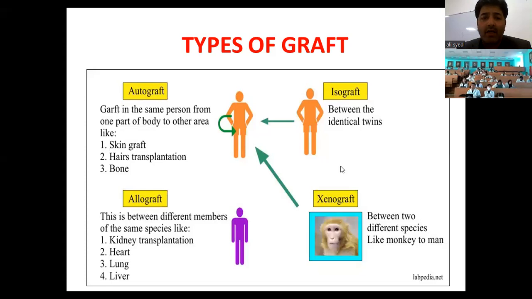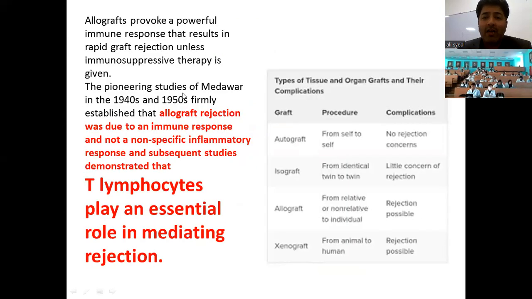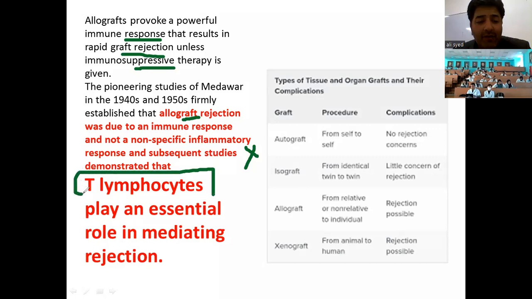Now coming to the next slide. If this slide is clear, okay, now see this slide. What are the allograft points you must remember? Allografts provoke a powerful immune response that results in rapid graft rejection unless immunosuppressive therapy is given, which I already explained. But you must remember that allograft rejection is due to an immune response. It is not an inflammatory response. That immune response is mainly given by your T lymphocytes. T lymphocytes play an essential role in mediating rejection in the patient.